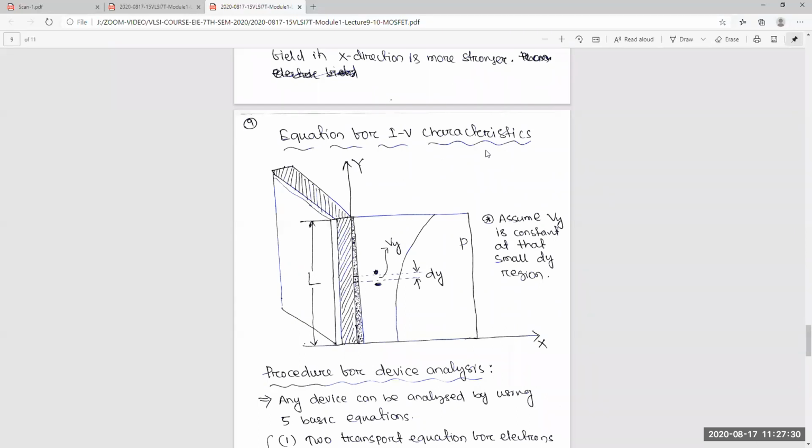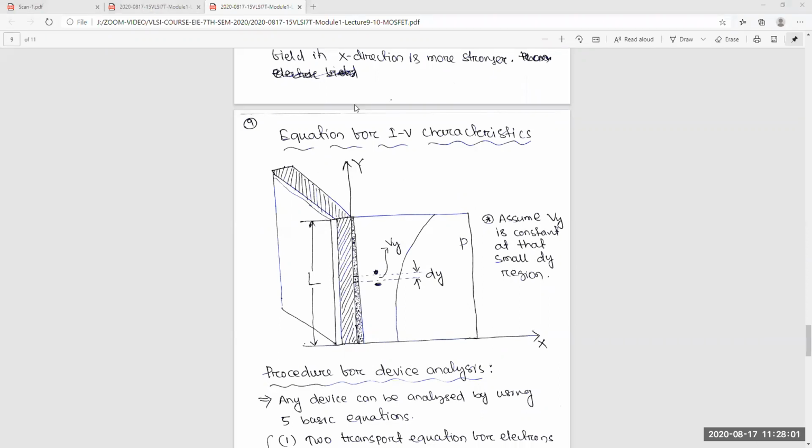So now we'll calculate the equation for IV characteristics. Before calculating this, there are a lot of things you should know, so we'll discuss those. This is your P substrate. This is your interface charge. This is the depletion region, and this is the Y direction. This is the X direction. So this is the device. I'm showing it in a two-dimensional picture, but actually in 3D this is the device.